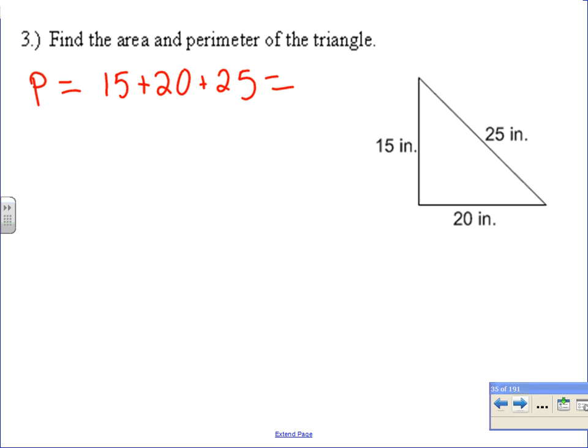Oh, lots of hands. This is awesome. Sean? Okay, 20 and 25, you get 45, and then add on the 15.